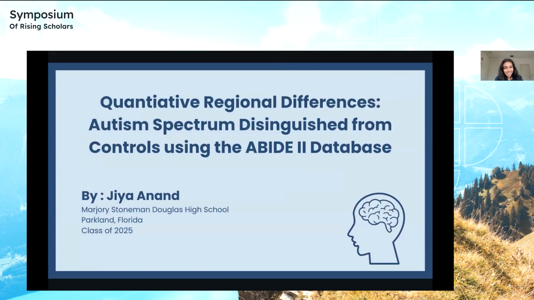My name is Jiya Anand. I'm a junior at Marjorie Stoneman Douglas High School in Parkland, Florida. And today I'll be presenting the Quantitative Regional Differences in Autism Spectrum Disorder, distinguished from controls using the ABIDE2 database.